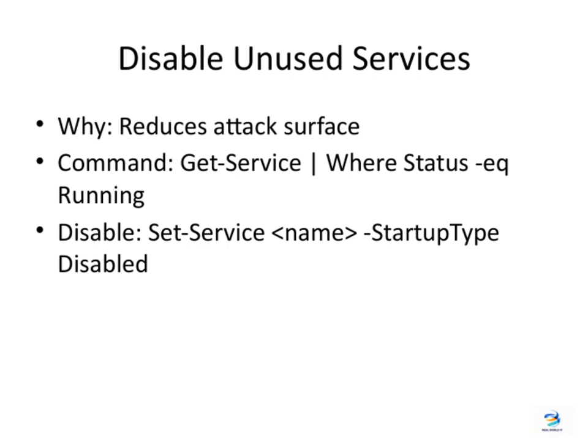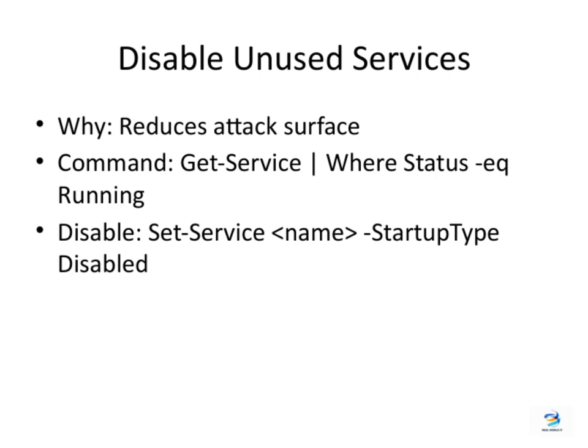Now, to identify which services are currently active, we can use a simple command: Get-Service where Status -eq Running. This helps us see all the services that are actively running on the machine. Once we identify the unnecessary or unused services, we can disable them by setting their startup type to disabled. The command for that is Set-Service -Name, -StartupType Disabled.